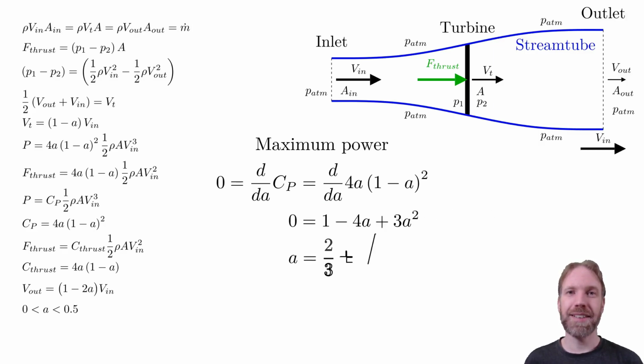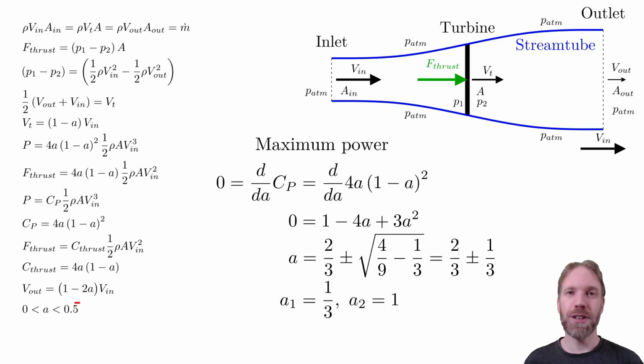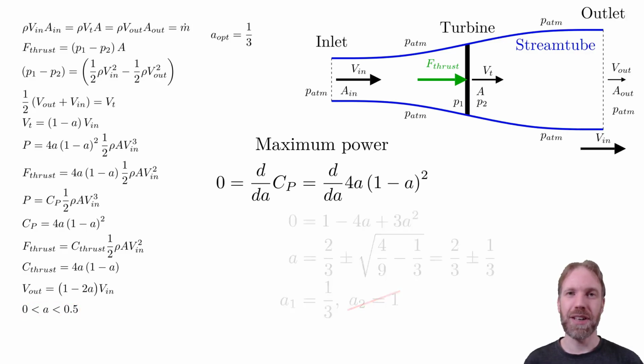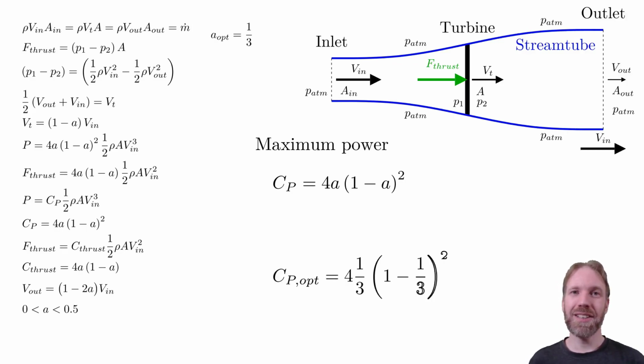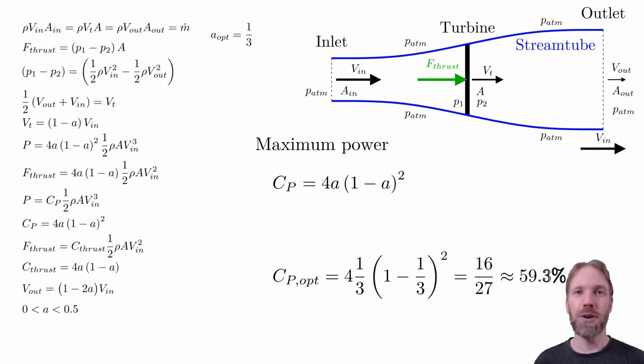This is a standard second order equation. We can write the roots. The roots are 1 over 3 and 1. Use that we know the interval for A, which gives us that the solution we want is 1 over 3, which is the optimal axial induction factor. Insert in the power coefficient equation and we get 16 over 27, or approximately 59.3%.